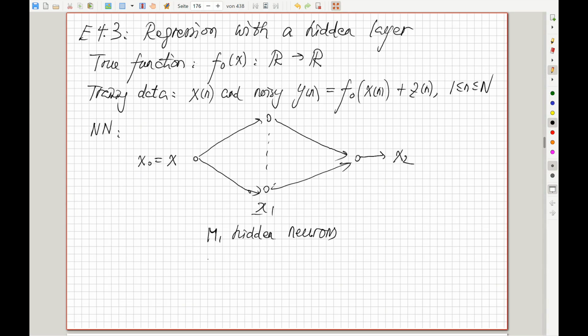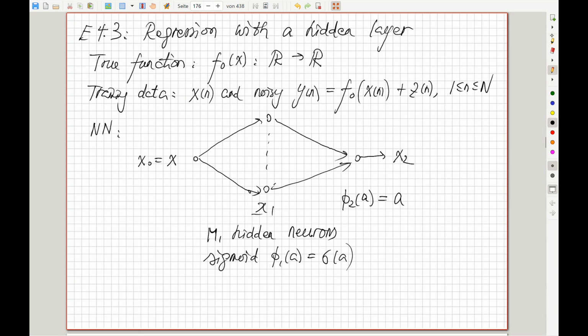And I assume the sigmoid activation function, just for example. So the first activation function is the sigmoid activation function. And for simplicity, I assume the second layer has no activation function, so the second activation function is an identity activation function. This means actually we don't apply any activation function.